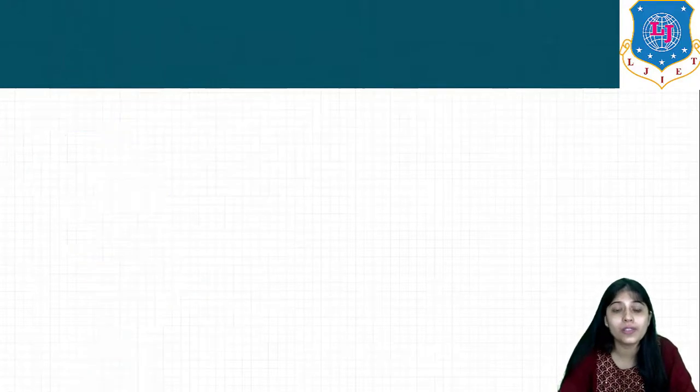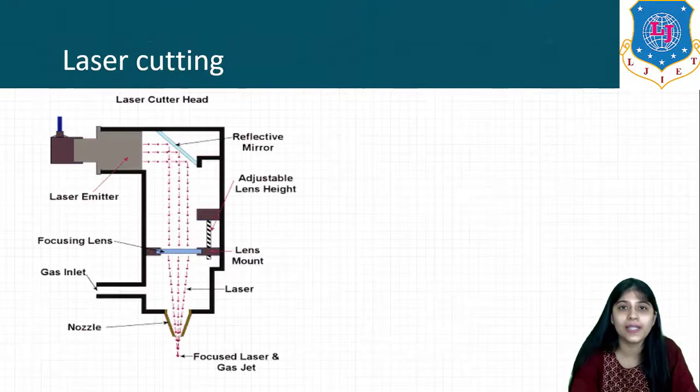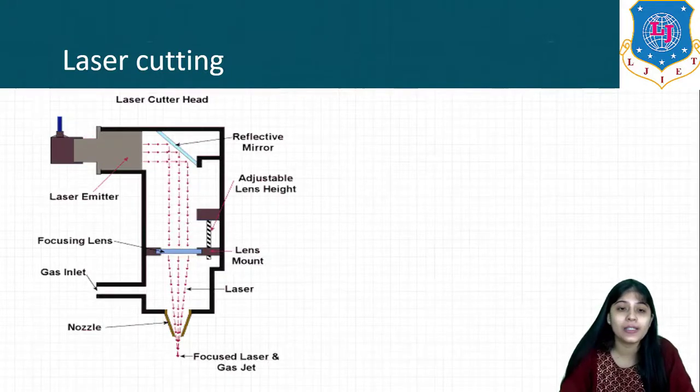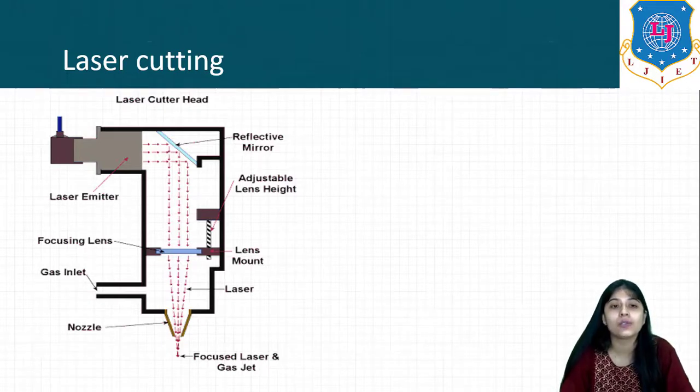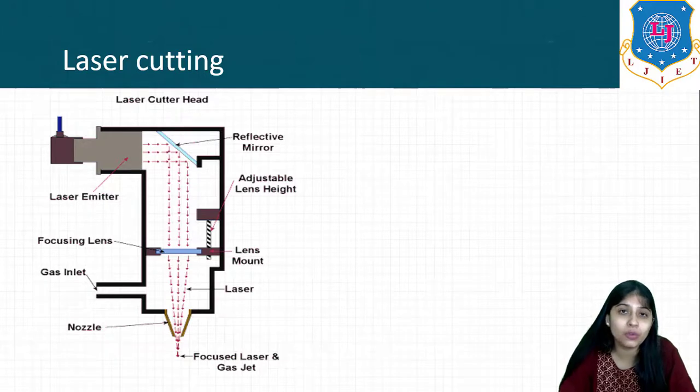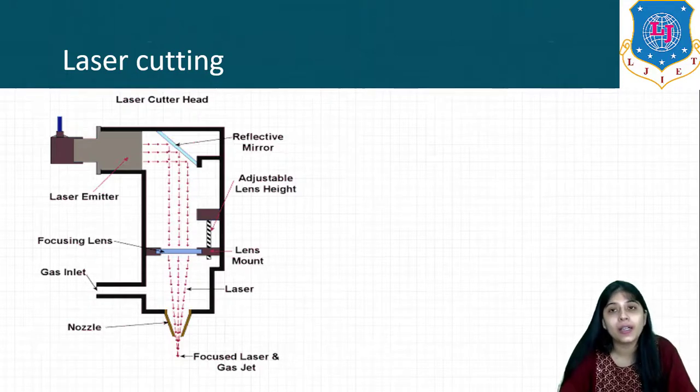So now let us go through laser cutting. As you can see in this diagram, the laser beam is focused on the specimen, after passing through the reflective mirror. Then there is a focusing assembly, then there is a gas inlet. There is a nozzle through which the gas is passed into the chamber. Then the laser beam is focused onto the specimen.